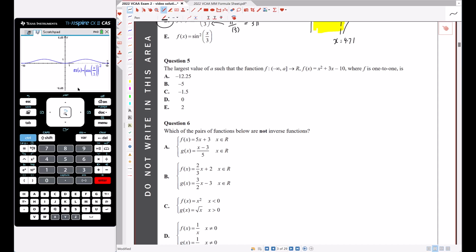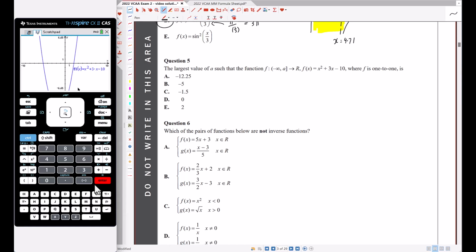Question 5. The largest value of a such that the function, so it's a quadratic over a restricted domain, where f is 1 to 1 is. Okay, so we need f to be a 1 to 1 function. We need the largest value of a. I've got my CAS happening here. Delete, delete, delete to get rid of that. Let's just sketch this. Oh, sorry, didn't mean that. Let's just sketch this quadratic, x squared plus 3x minus 10.